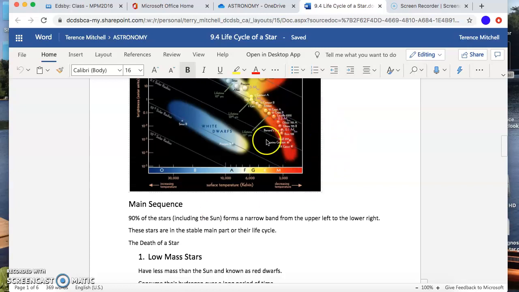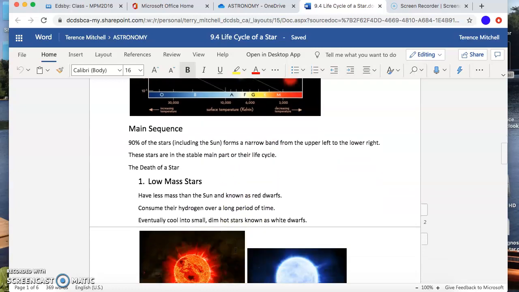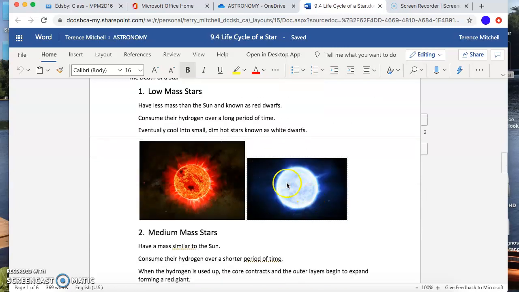So let's start with these low mass stars here. These are stars that have a mass less than the sun, and they are known as red dwarfs. They consume their hydrogen over a very long period of time. So these stars last a long time, and eventually, when the process of nuclear fusion has started to come to an end, they cool into small dim stars known as white dwarfs, and you can see one there.